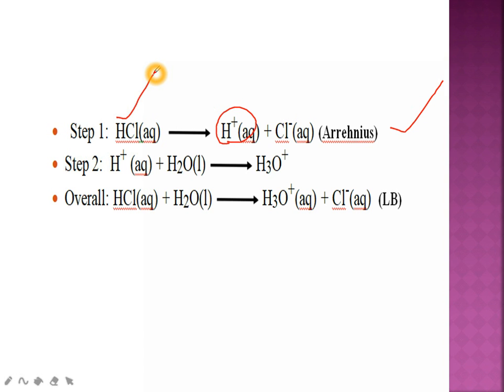And in step 2, this H+ ion will combine with the water molecule, that is H2O, to produce the hydronium ion. And the overall reaction can be explained by HCl plus water gives H3O+ and Cl-.